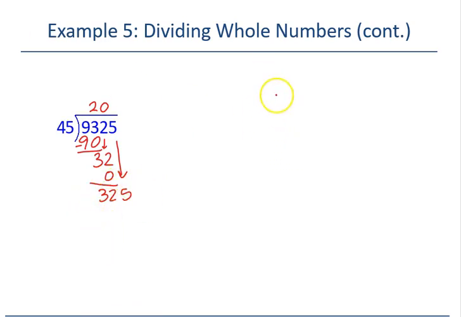Like for example, if I decide to go ahead and try 8, okay, well I can do 8 times 45, and notice that's going to give me 360. Okay, well 360 is too large. I can't put that down here. It cannot be larger than this 325.